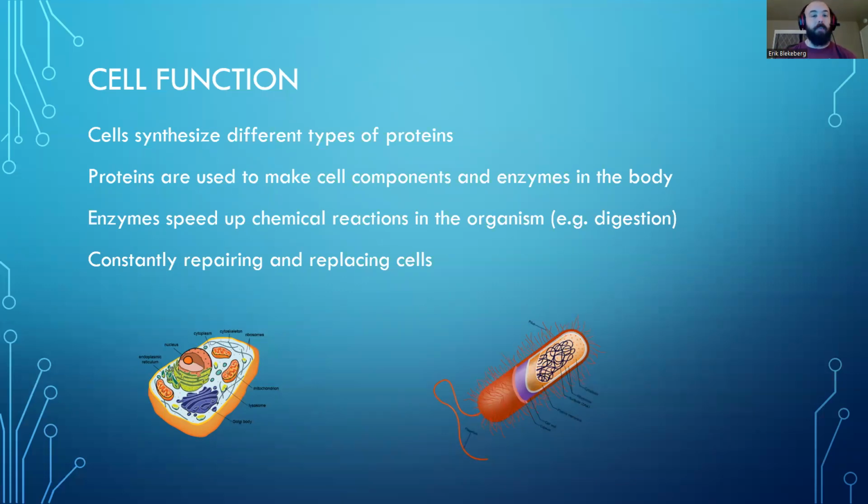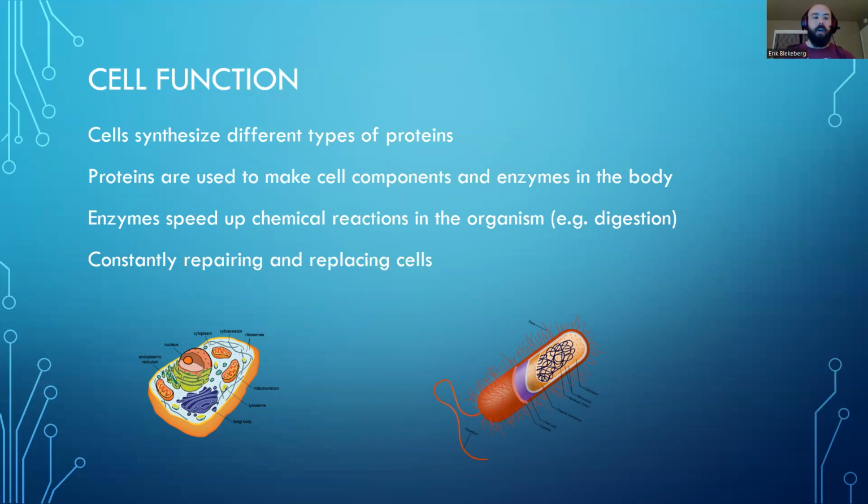Enzymes are very important because enzymes speed up chemical reactions in the organism, like digestion. They make reactions easier to happen, and they lower the energy requirement. Otherwise, everything would take super long. Enzymes make things happen faster. They're a catalyst, if you will, like lighter fluid when starting a fire. That's what an enzyme can do for a chemical reaction, is speed it up drastically.